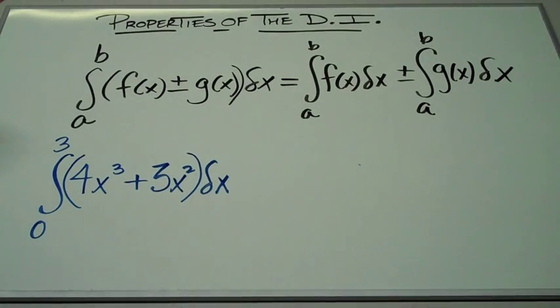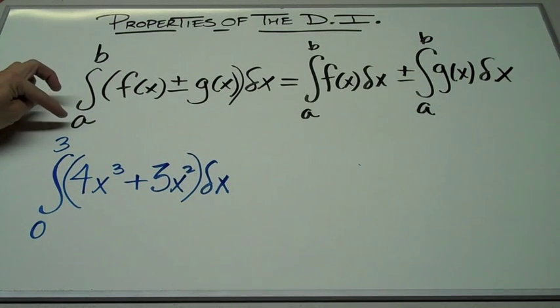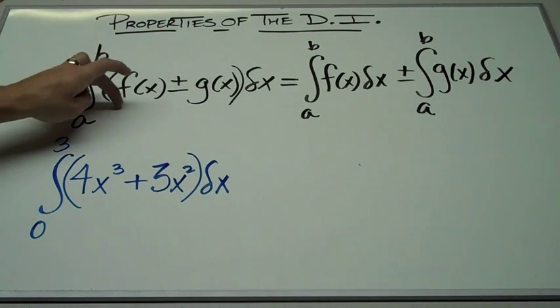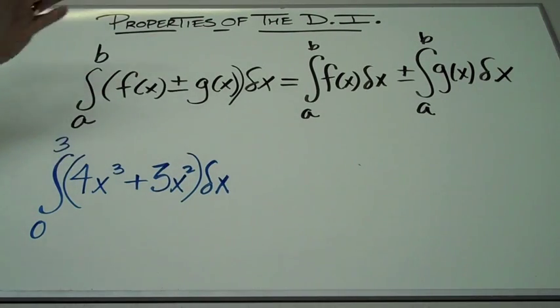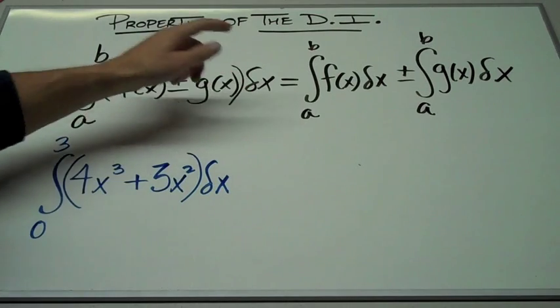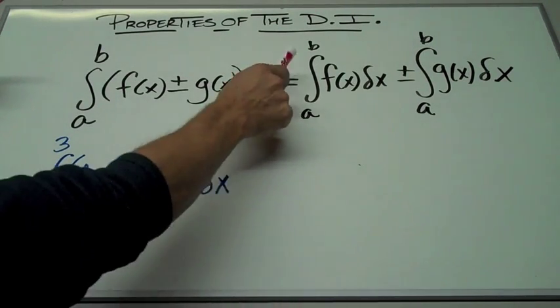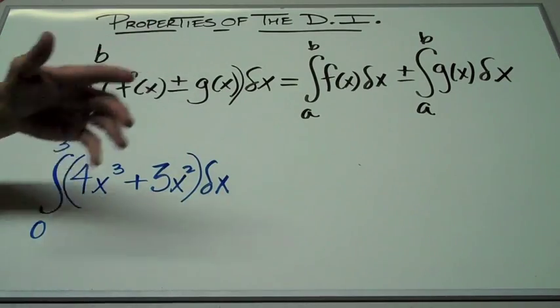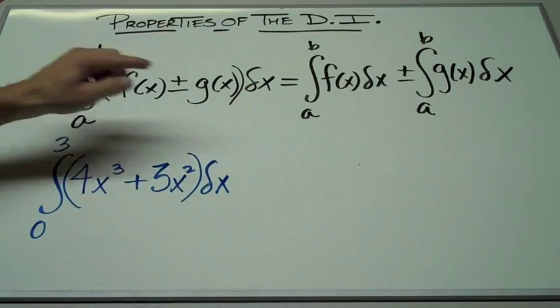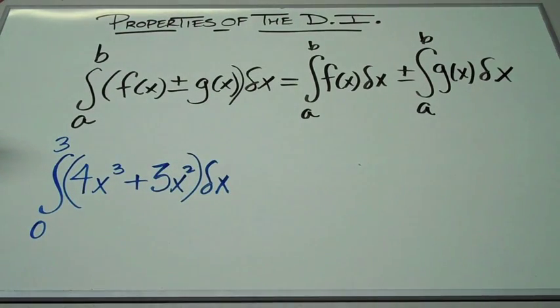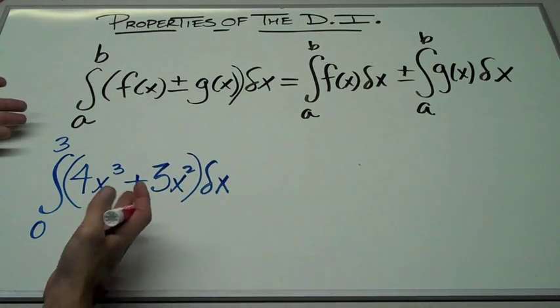Here is our last property of the definite integral. And again, this one should be no surprise if you've been paying attention during the course. If we have the integral from a to b of f of x plus or minus another function g of x, all integrated with respect to dx, we can split this up into the integral from a to b of f of x dx plus or minus, whatever the problem calls for, the integral from a to b of g of x dx. When would you use that? In an example like this.